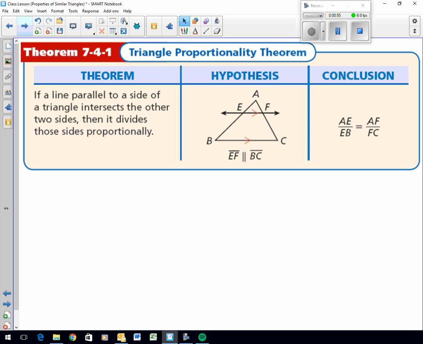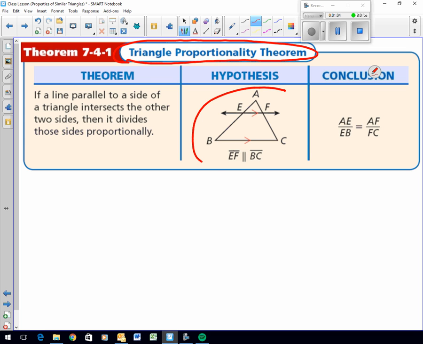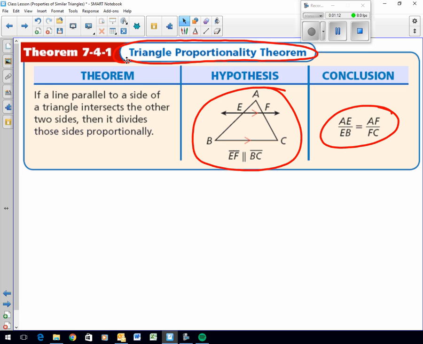All right, here's what you need to write down. First thing we need to write down is our triangle proportionality theorem. And then I want you to draw the diagram, and I want you to write the conclusion. Don't worry about the definition. Okay? Write it down. Let's see if it makes sense.